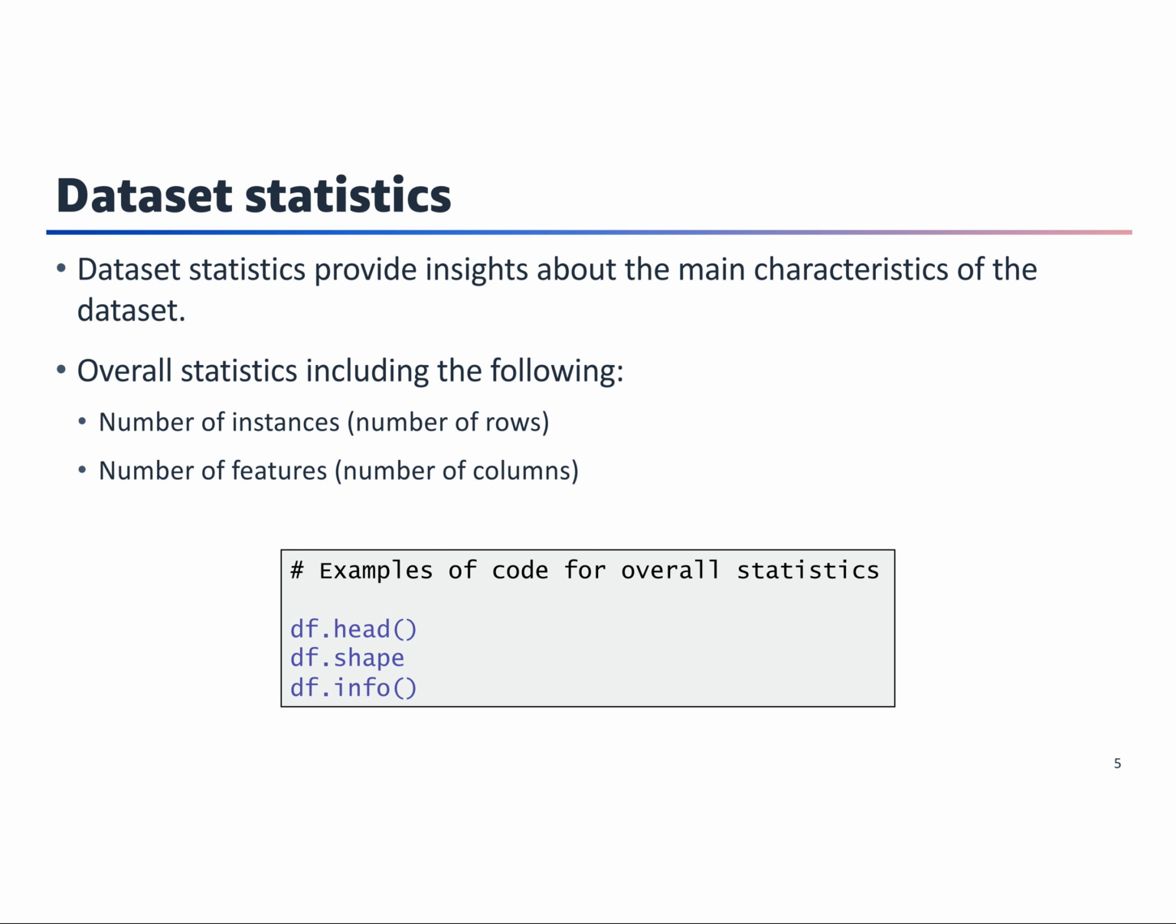Dataset statistics provide insights about the main characteristics of the dataset. It is generally good practice to understand the number of instances, which is the number of rows, and the number of features, which is the number of columns. The slide shows some code examples that assume that your data is stored as a pandas data frame named df. To preview the data, you can call the head method. The shape method returns the number of rows and columns. The info method will display a concise summary of the data frame.